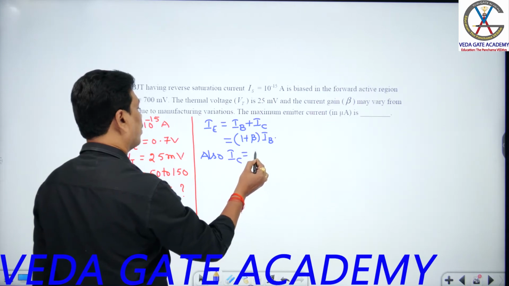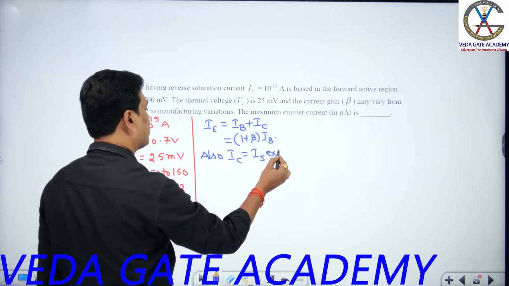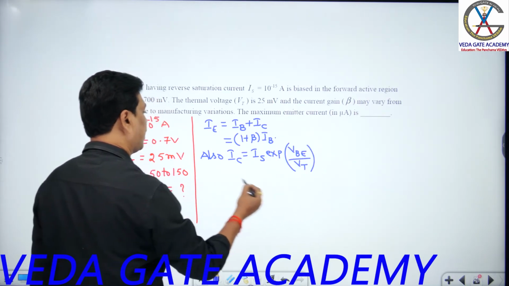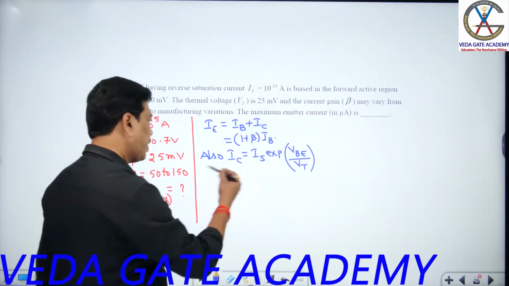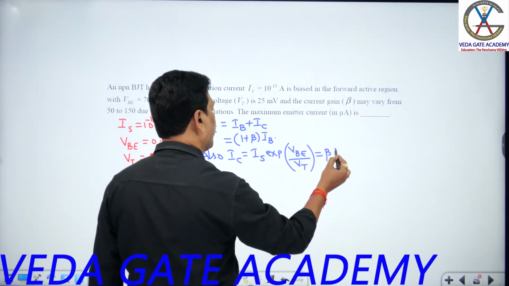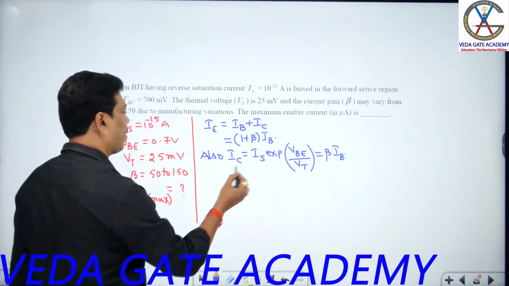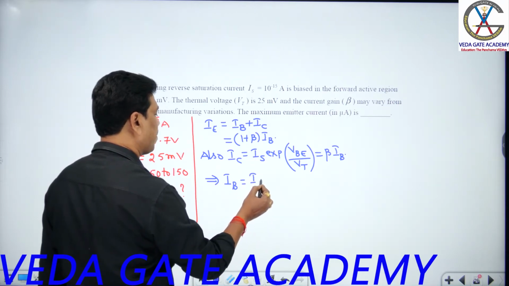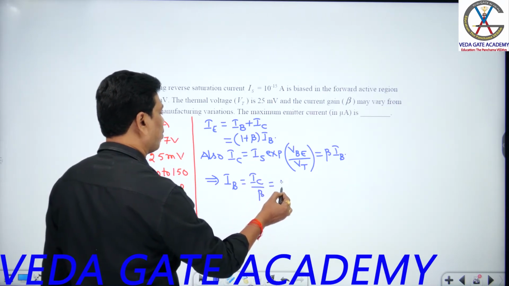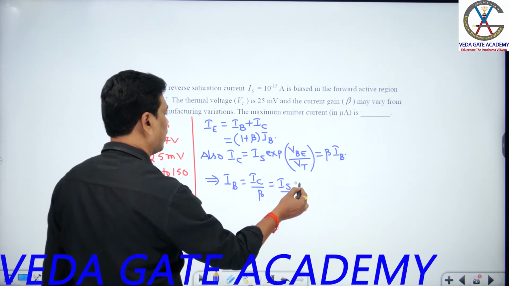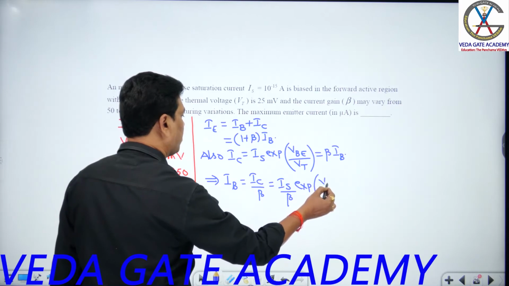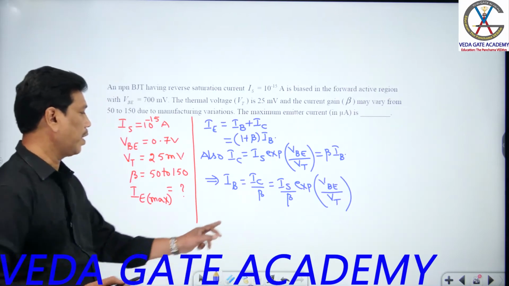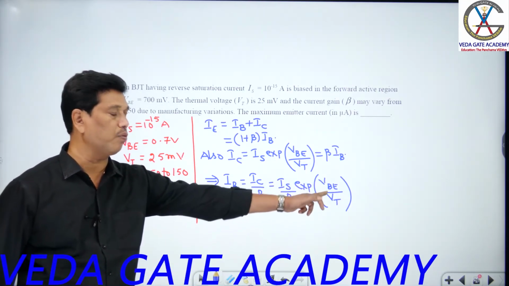Also, IC equal to IS into exponential of VB by VT, in terms of VB and thermal voltage, the expression for collector current. And in terms of beta factor, IC equals beta IB. So from this, rewrite IB as IC by beta, that equals IS by beta exponential of VB by VT, students. So this is the expression for base current in terms of saturation current, VB, all that.